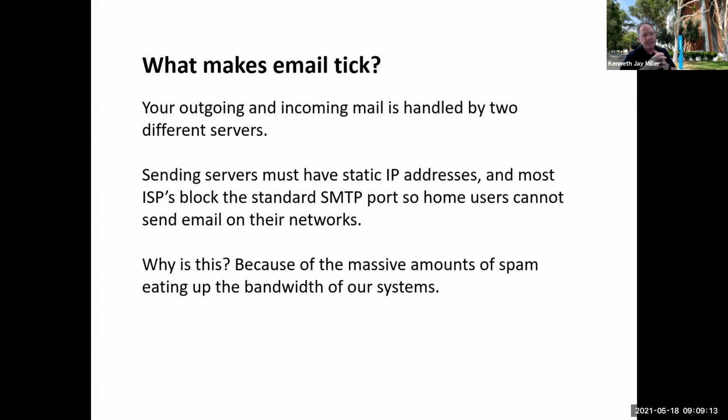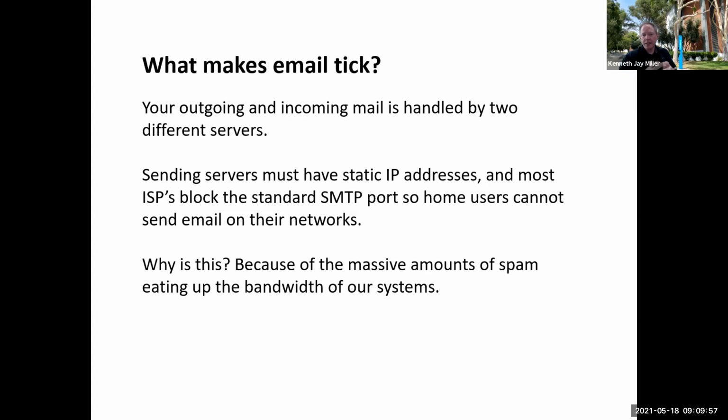So sending servers must have static IP addresses, and most ISPs block the standard SMTP port, so home users cannot send email on their network. Why is this? Because of the massive amounts of spam eating up the bandwidth on our systems. So a home user with our ISPs, like I'm on Frontier, not Fios, and my ISP gives my home router a dynamic IP address. It's not a static IP address.